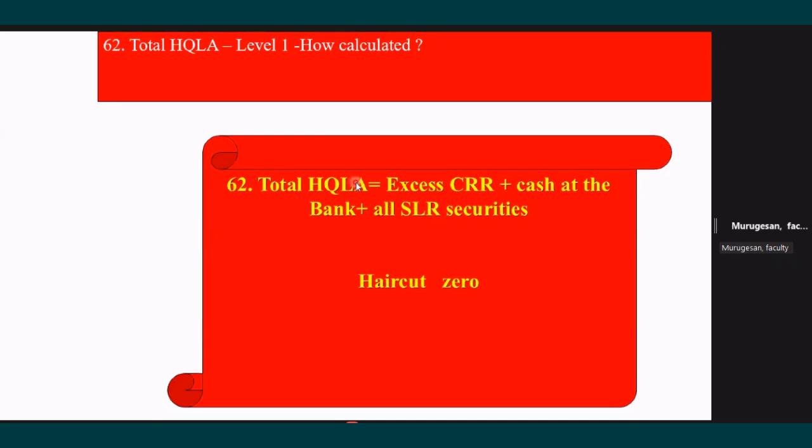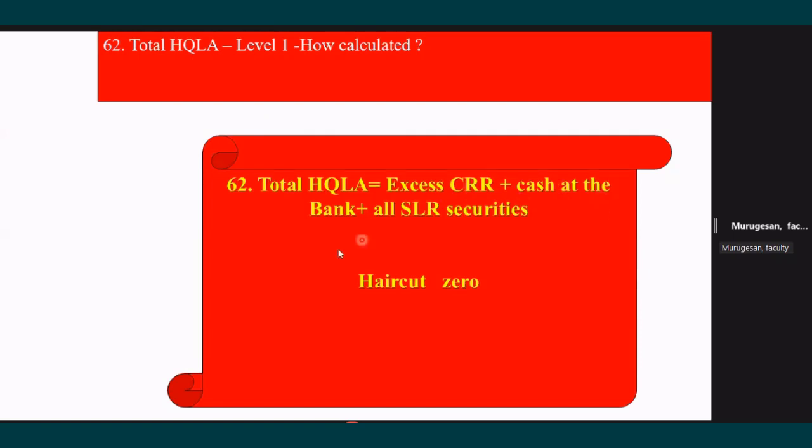Okay. Total HQLA. There is level 1, level 2, 2A, 2B. There are 3 categories. The first category is first loss, that is excess CRR. CRR is 4.5, but our balance with RBI is more than 4.5. So that excess can be recognized for meeting our emergent cash requirement. CRR itself you cannot use. CRR is mandatory, that is locked.